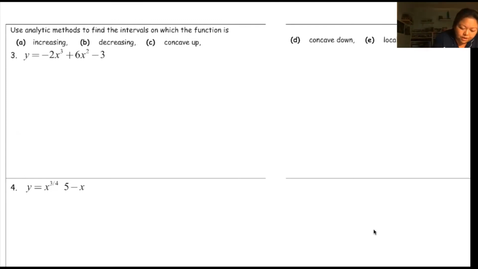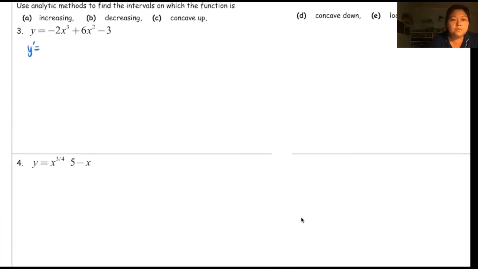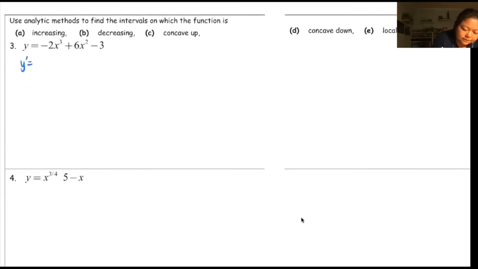All right, so y prime is negative 6x squared plus 12x, right? So first thing we want to do, set equal to 0, because this is the first derivative test. So 0 equals negative 6x, you get x minus 2, set them equal to 0. So negative 6x equals 0, x minus 2 equals 0, x equals 0, x equals 2.